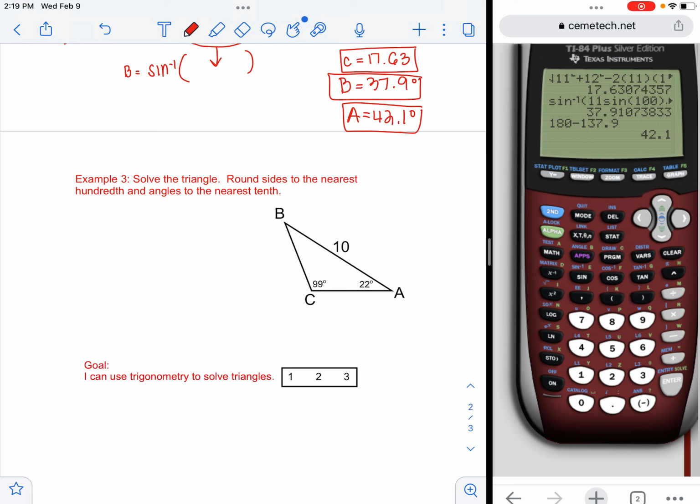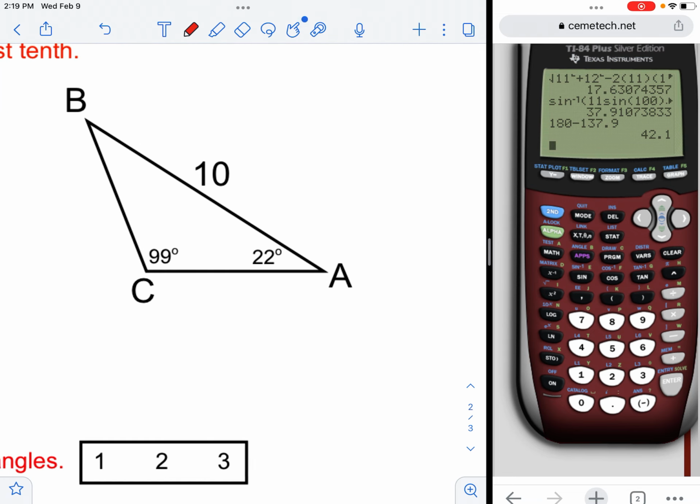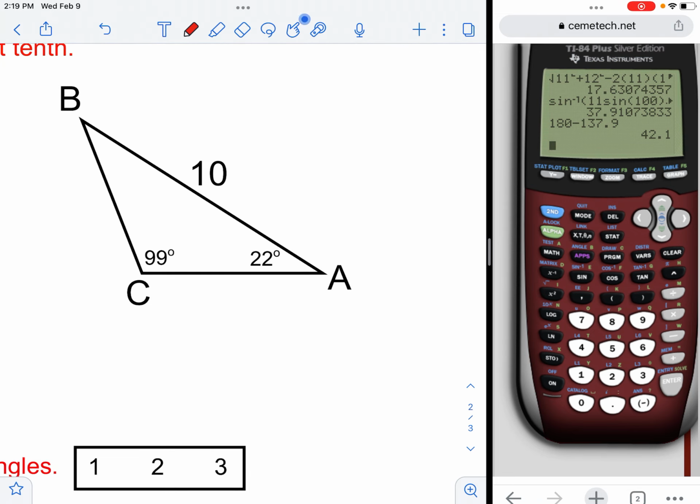All right, one more for practice, and then you can work on your homework. Solve the triangle, round to the nearest hundredth for sides, round to the nearest tenth for angles. So here is my diagram. Let's see what I have. Angle, angle, side. Angle, angle, side is law of sines.